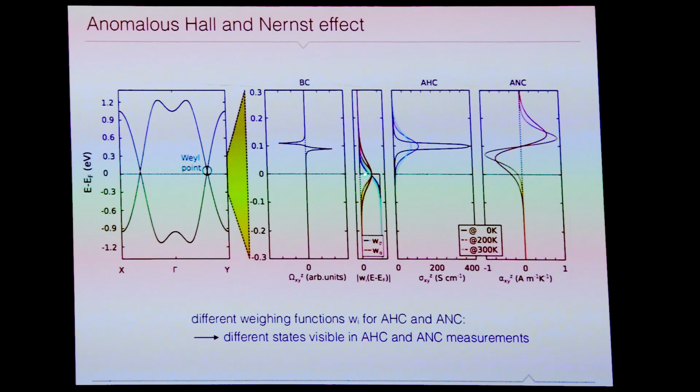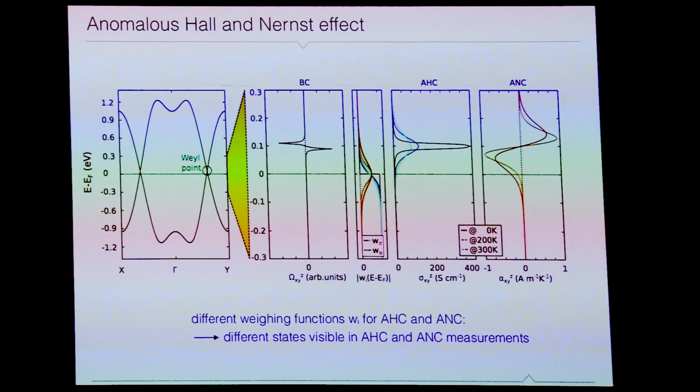So instead of taking all the states below the Fermi level, you just look at the states around the Fermi level. And if you now again plot the response as a function of where your Fermi level is, you see that if you were exactly at the Weyl point, you would get no response at all. But if you're somewhere away, where the anomalous Hall conductivity is already decaying or smaller, you can get a huge response, both below the Fermi level and above the Fermi level.